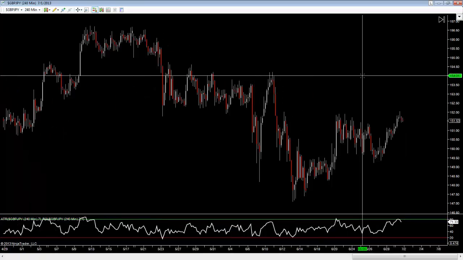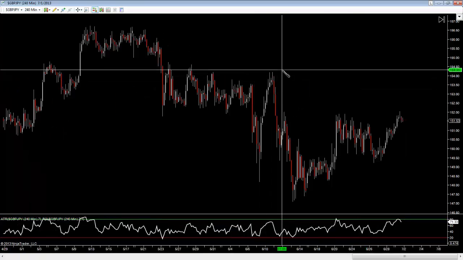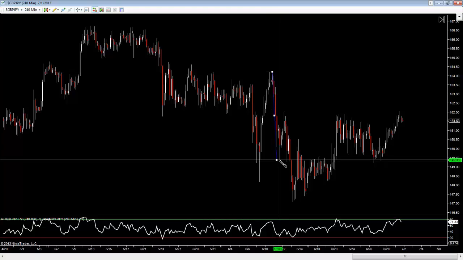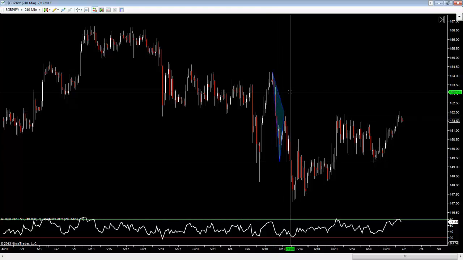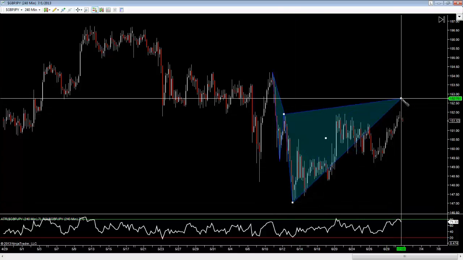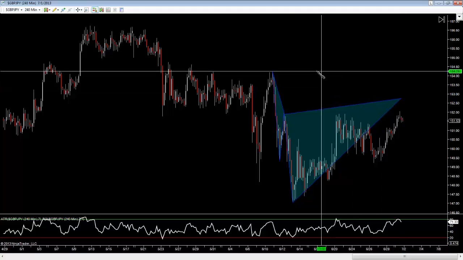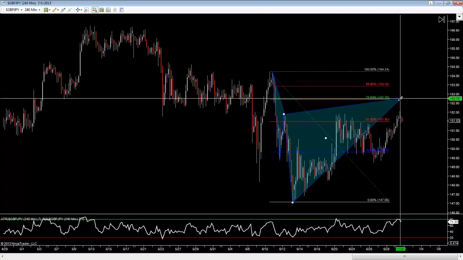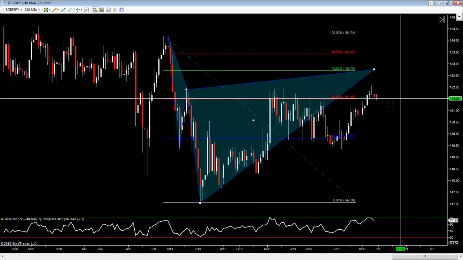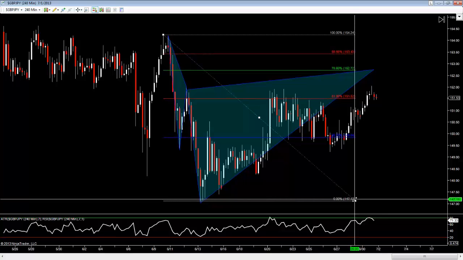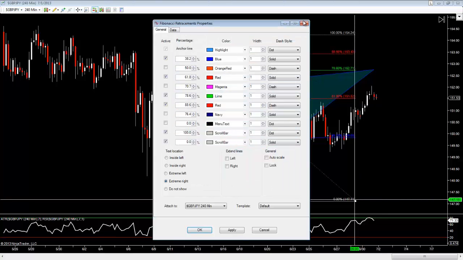Now I'm on pound yen 4 hours, and there's two things I want to pay attention to. Just a reminder, there's a cipher pattern I brought up about a month ago. This is still valid. I'm going to draw this out, looking at an X to A to B right here, B to C coming down, a CD completion up at the 786, which let's see where that's at. 786 is going to be about 52.70s.